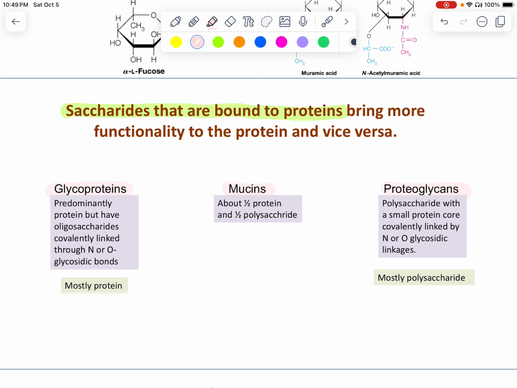If we start over on the left, the glycoproteins are predominantly protein, but have oligosaccharides covalently attached through N or O glycosidic bonds. So the glycoproteins are mostly protein with a little bit of the saccharide. If we go over to the other side, the proteoglycans, these are polysaccharides with a small protein core covalently linked by those same N or O glycosidic linkages. So now they're mostly polysaccharides.